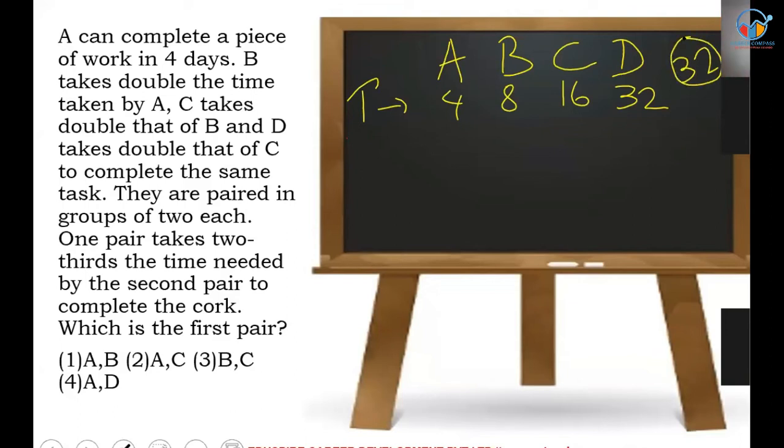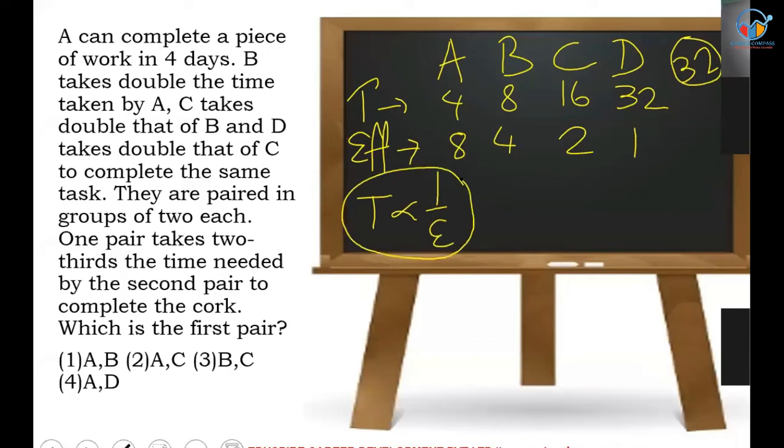So if the LCM is 32 units, tell me what will be their efficiencies, or the rate of work. Their rate of work will be 8, 4, 2 and 1, isn't it? So 32 by 4, 32 by 8, 32 by 16 and 32 by 32. Always remember guys, efficiencies can be added, but time cannot be added. You can add the rates of work, but you cannot add the time. The other important thing, which is very useful to solve this sum, is common sense, in fact, that time and efficiency are inversely proportional.